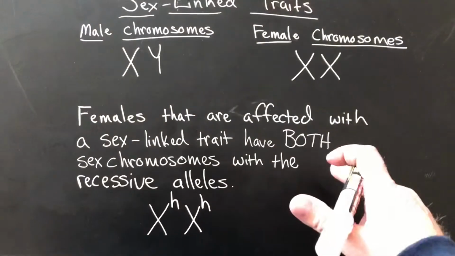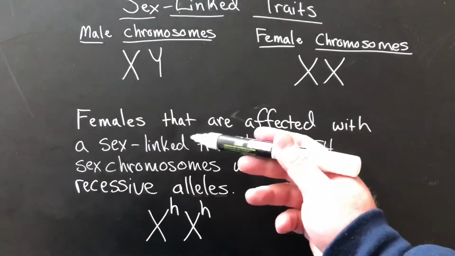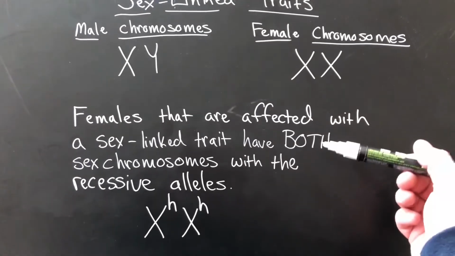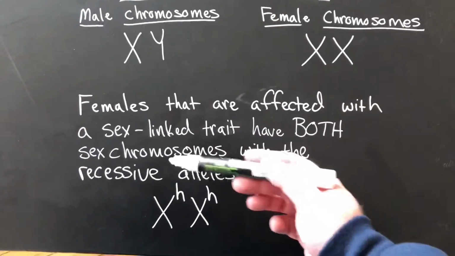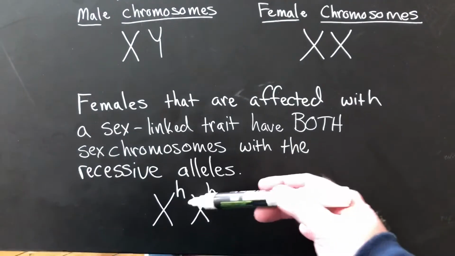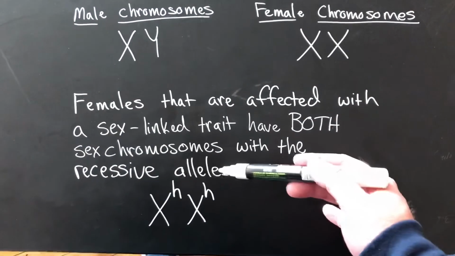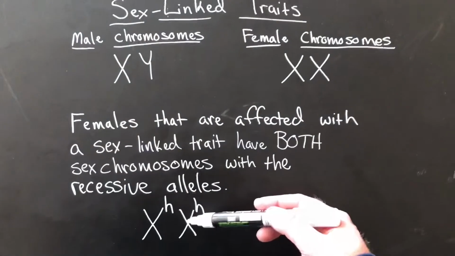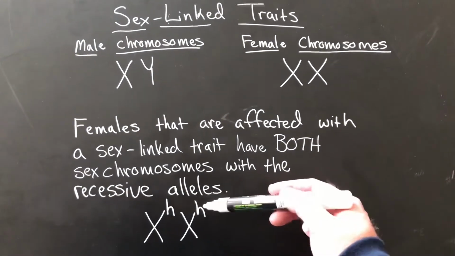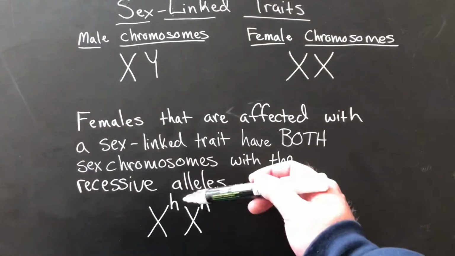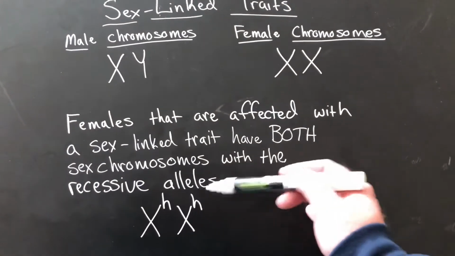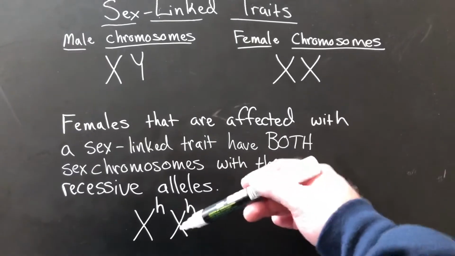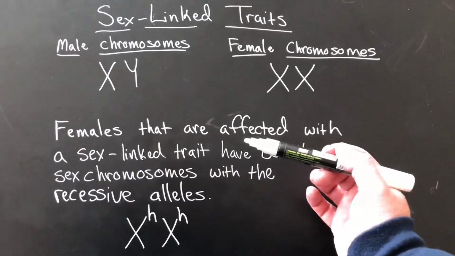So first up is the females. For a female to be affected with some sex-linked trait, they have to have both of their sex chromosomes, so both of these X's have to have the recessive alleles. You see here that we have a female indicated by two X chromosomes, and we have two recessive alleles because a recessive is written as a lowercase. So both of these X's have the lowercase. So this person would have some sex-linked trait.